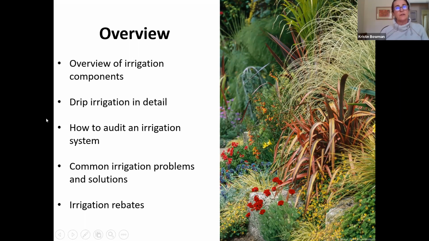So for our agenda, we're going to have an overview of irrigation components, then take a look at drip irrigation in detail, how to audit an irrigation system, common irrigation problems and solutions, and irrigation rebates.